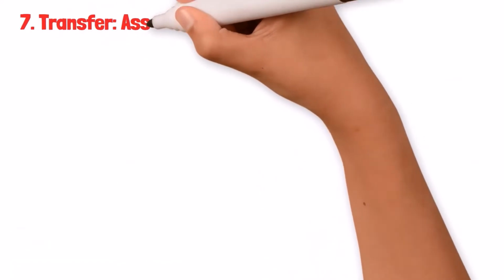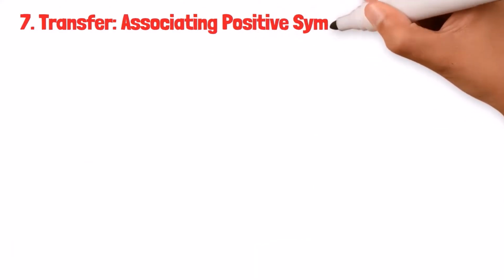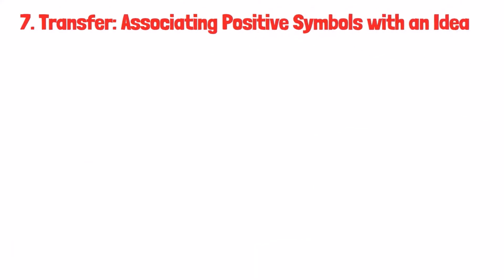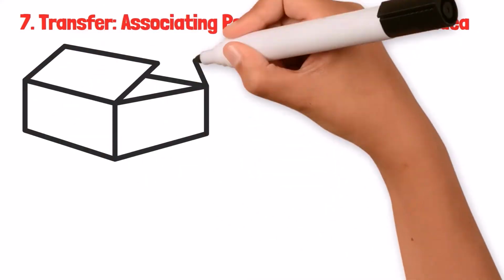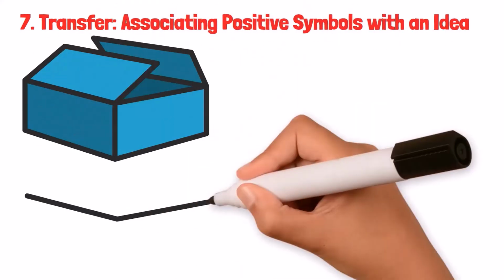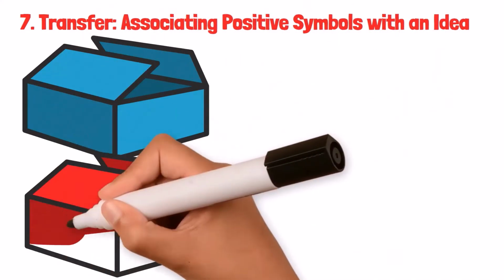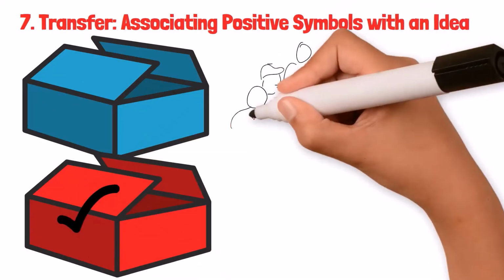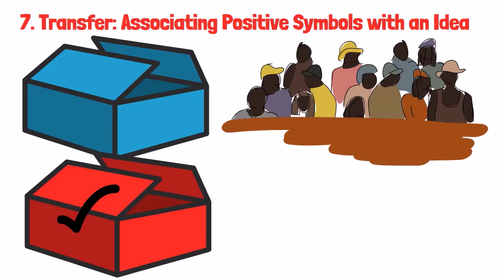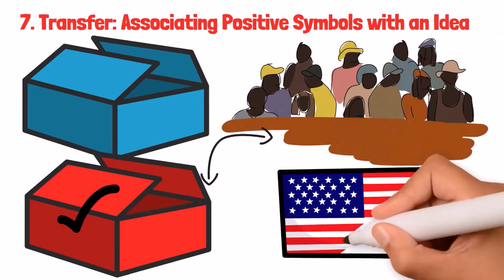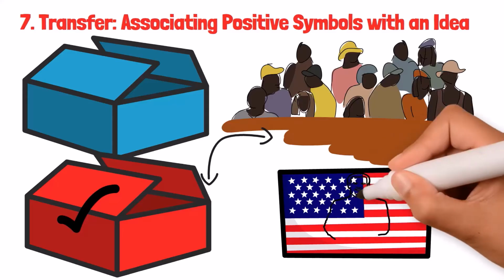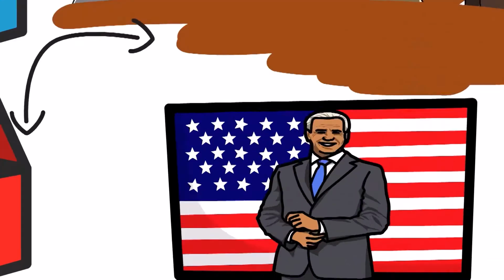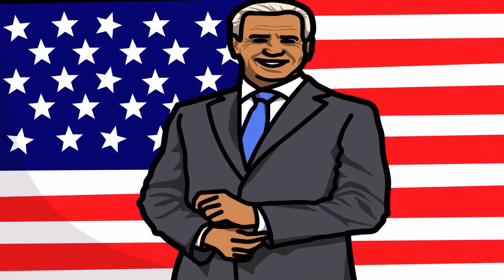7. Transfer. Associating positive symbols with an idea. Transfer is a technique that involves associating the qualities of one thing, often a respected symbol, with another to make the latter more acceptable. This technique aims to transfer the audience's feelings from one object to another. For example, a political ad might show a candidate standing in front of a national flag to evoke feelings of patriotism and suggest that the candidate embodies those same patriotic values.